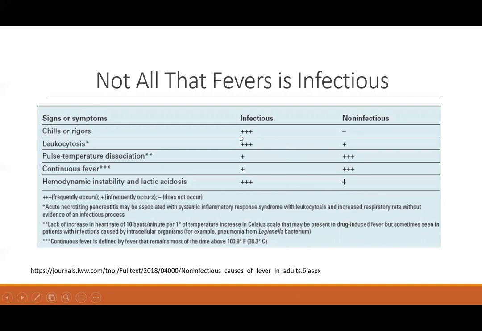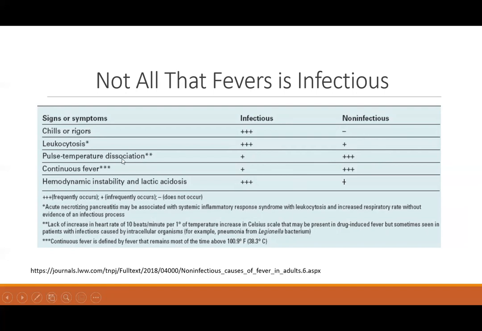And so typically if your patient is fevering from an infection, they might have chills or rigors. This is more often absent in non-infectious sources of fever. A leukocytosis can be present in both, but is going to be more commonly seen in infectious fever. Pulse temperature dissociation is going to be more common in non-infectious sources of fever. And so this is defined as an absence of a 10-point increase in heart rate for every 1 degree increase in temperature. So for example, if you have a patient that has a temperature of 103 and their pulse is hanging rock steady at 70, that's a little bit unusual and maybe can point you more towards a non-infectious source of fever.